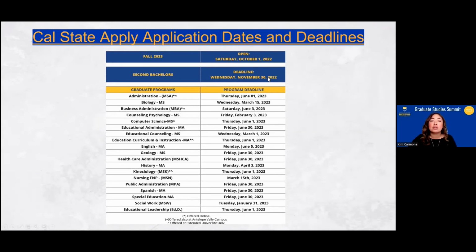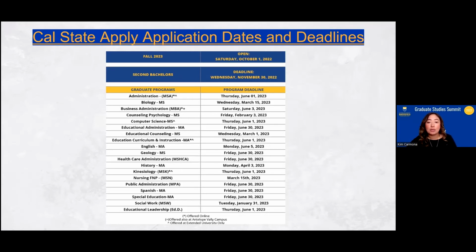But if you're interested in applying specifically to one of our graduate programs or our doctorate program for the fall, then you can see the program deadline based on your program of interest here. The program might be offered specifically online, either at Extended University or on our Antelope Valley campus. So we do have a campus in Antelope Valley, so you can see which one belongs where.